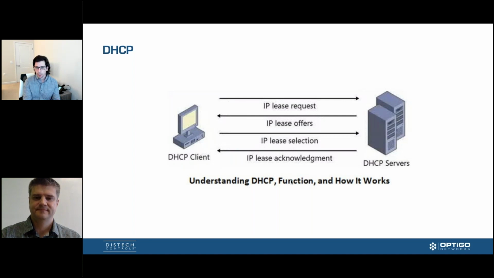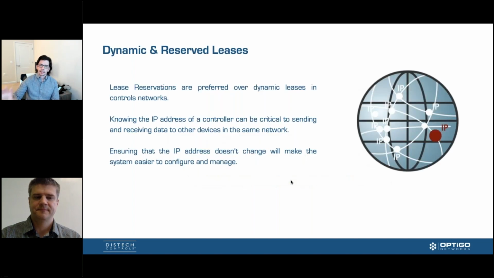It's a powerful tool, and we can use dynamic assignment, we can use reserved leases to ensure that your controller gets the same IP address every single time. So here we talk about lease reservations being preferred over dynamic leases in controls networks. And this is because it's kind of the best of both worlds. If you are accustomed to having static IP addresses before, well, a lease reservation gives you that same ability.